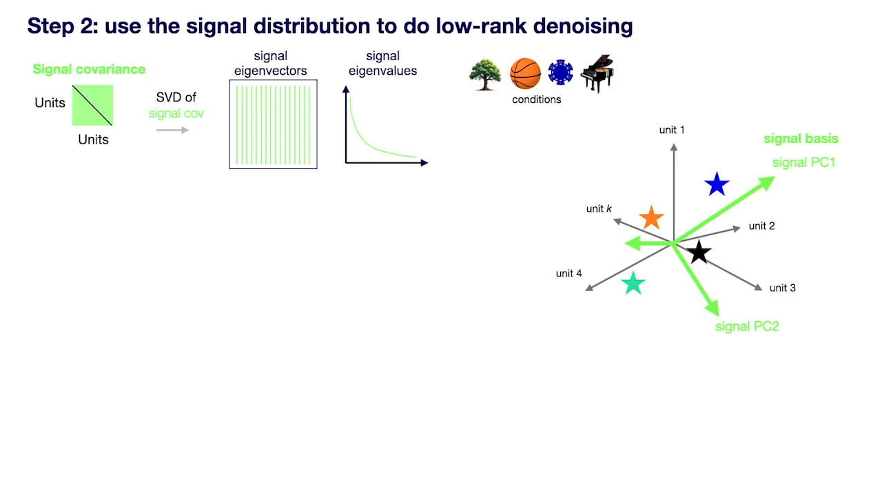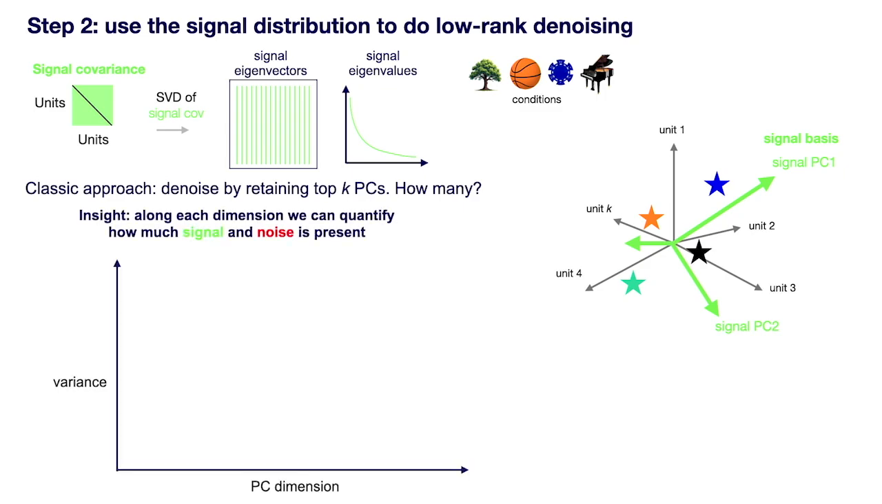Geometrically, the eigenvectors of the signal distribution point in directions where stimulus-driven variance lives in high-dimensional space. And so we can pursue the classic approach where we basically denoise by retaining some top k number of PCs. The key question is how many to retain. And the insight here is that along each dimension, we can quantify how much signal variance and noise variance is present.